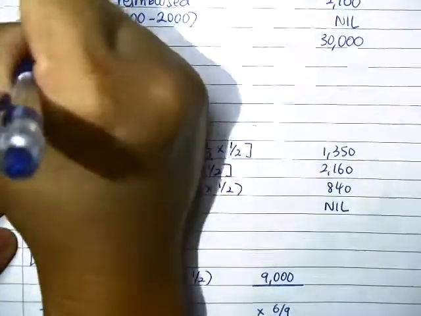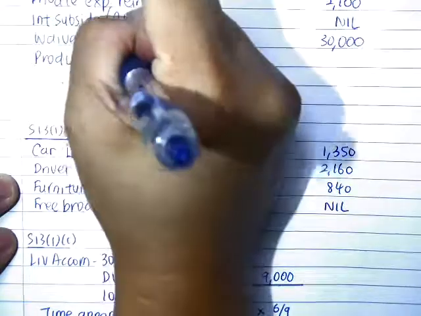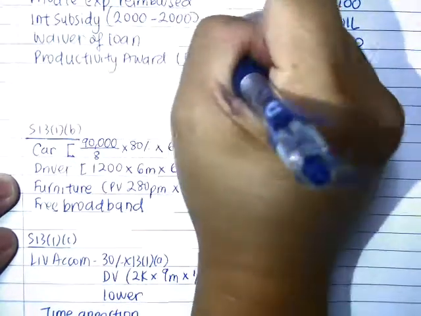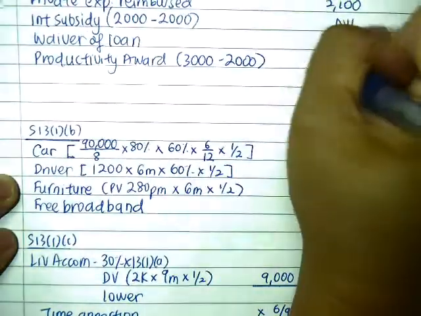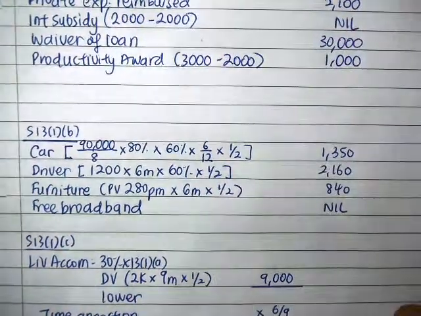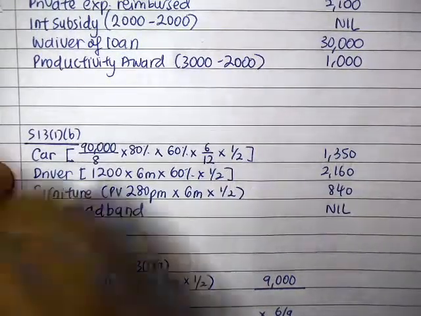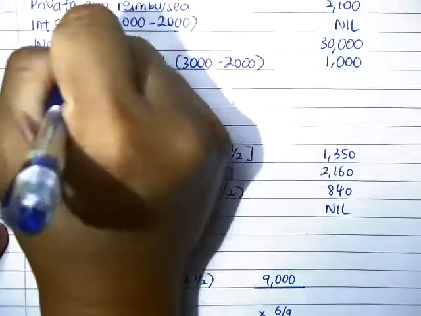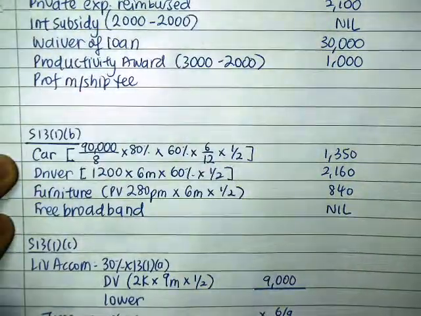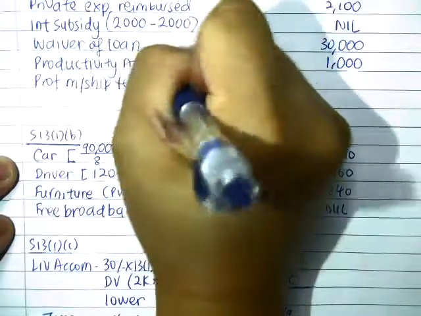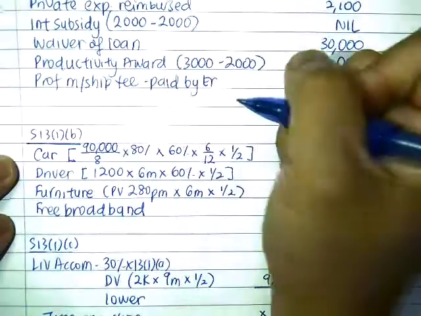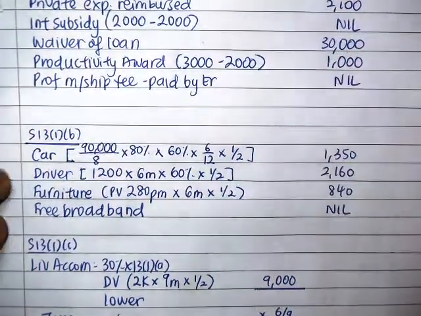Okay, then you also get your productivity award. The value is 3,000 for the bracelet. So 2,000 exempted, 1,000 you tax. And then the professional membership fee that's paid by the employer. Now because it's relevant to your work, this is not subject to tax.